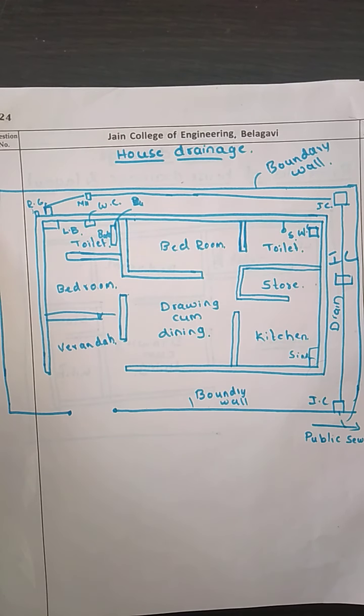Next is the slope. The slope of the drains should be sufficient so that it has self-cleansing velocity. The wastewater should flow by its own gravity. The size of the drains should be sufficient so that flooding of wastewater does not take place. Then the drainage system should consist of enough traps at suitable locations. Then all connections should be watertight.